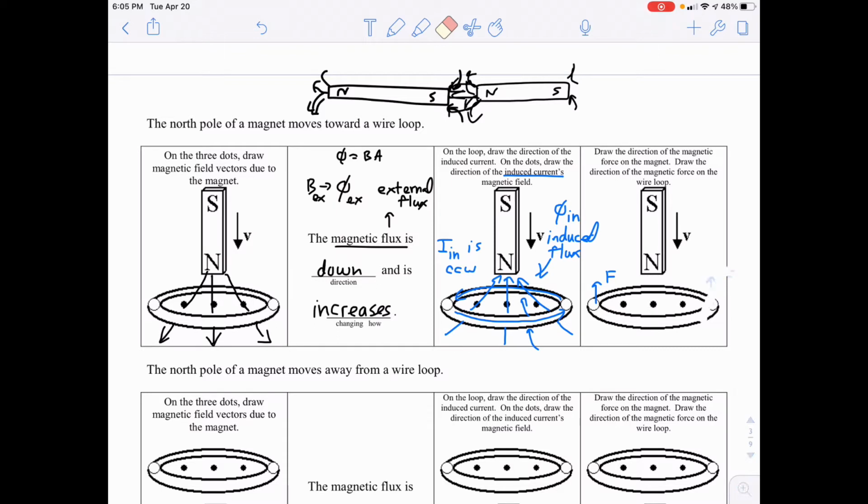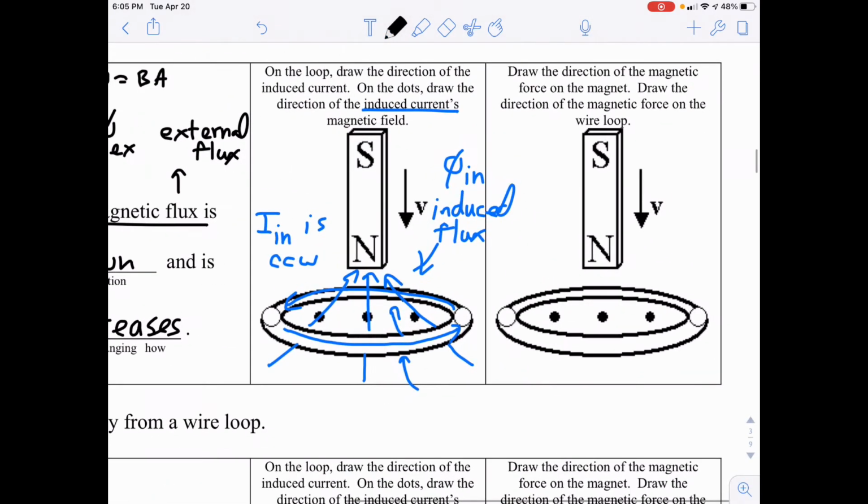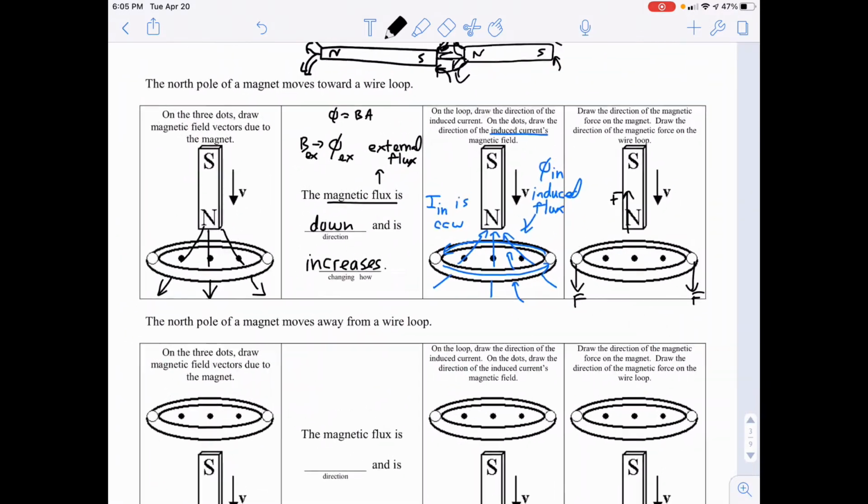I'm sorry, I misspoke. They would be in opposite directions, therefore you would see this repel from this, and they would point in opposite directions. I apologize for the confusion.